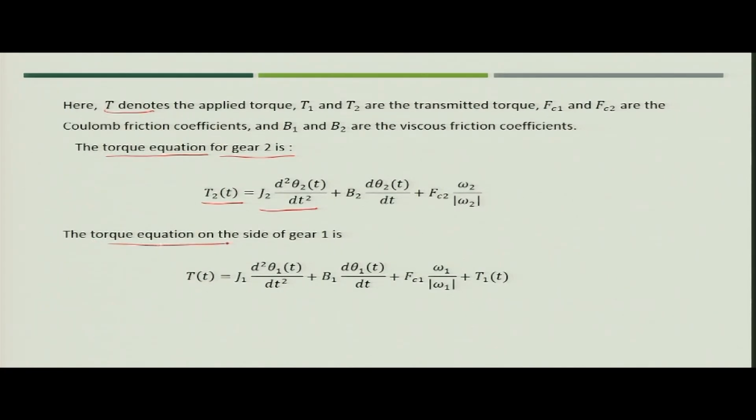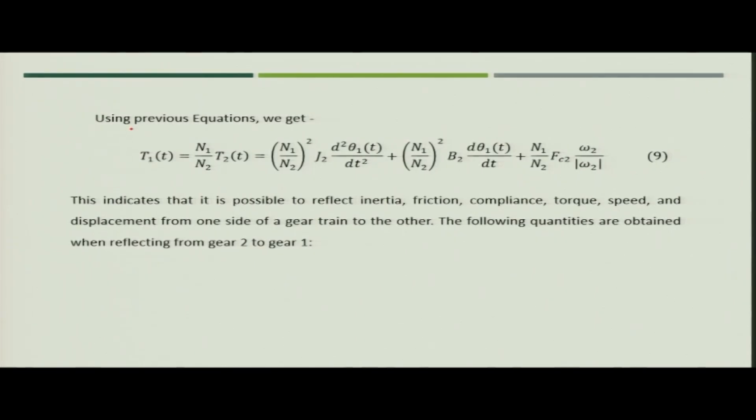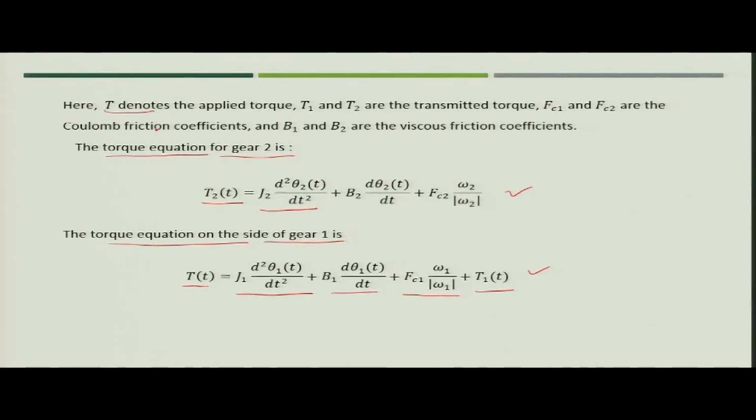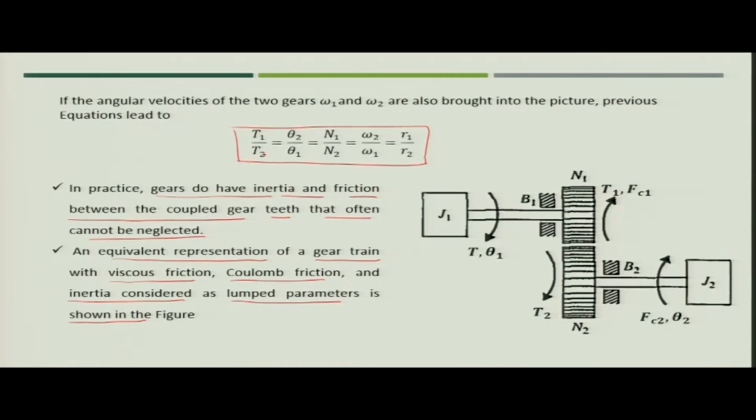Now, the torque equation on the first side, what you can write, the applied torque T is equal to J1 d2 theta 1 by dt2 plus B1 d theta 1 by dt plus Fc1 into omega 1 divided by the magnitude, that is mod of omega 1, plus T1. Now, we have got these two equations related to gear 1 and gear 2. Using the previous correlation which we just saw, that is T1 by T2 is equal to N1 by N2, T1 is nothing but T2 into N1 by N2.